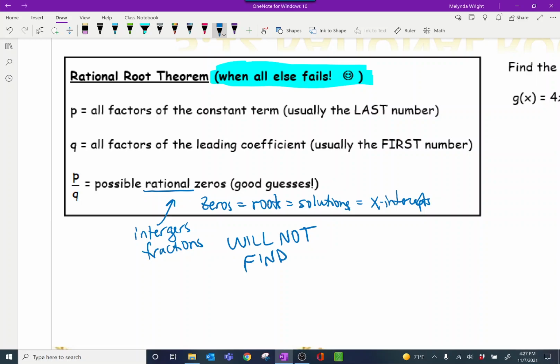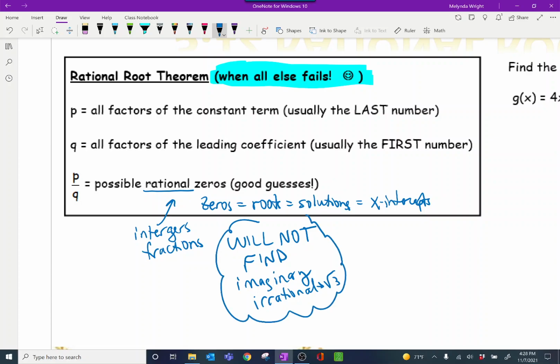It won't find imaginary solutions. It won't find irrational solutions. Irrational would be like the square root of 3. It will not find those kinds of answers. Okay, we'll only find rational roots.